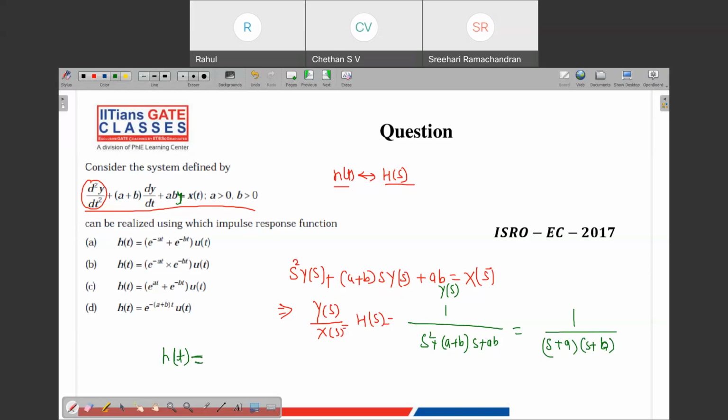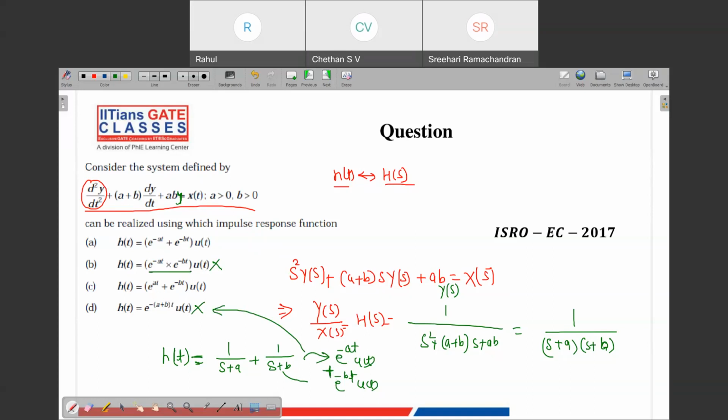Now when you calculate the inverse Laplace transform, you need to do the partial fraction, and you'll get something like 1 by s plus a, 1 by s plus b. When you take the inverse Laplace transform, you'll get something like e to the power minus at into u of t, and for this one you'll get something like e to the power minus bt into u of t. There will be a summation or subtraction sign between these two. Now if you see this option, it will go away because it is not in this form. This option will also go away. This is a multiplication of these two, and here we need either subtraction or addition.